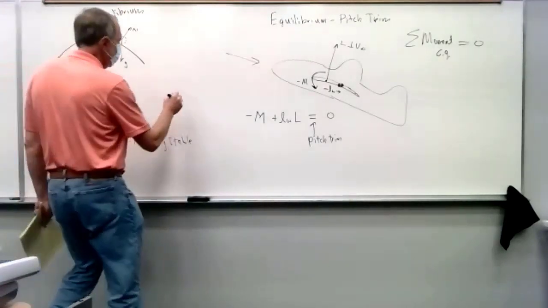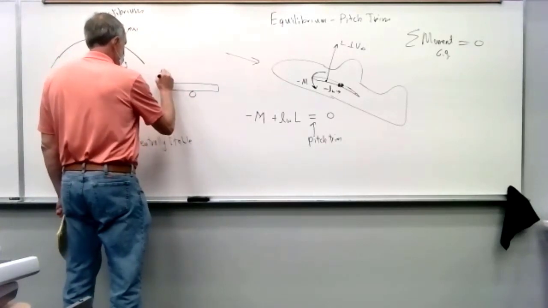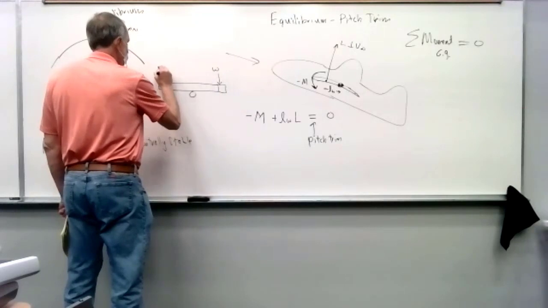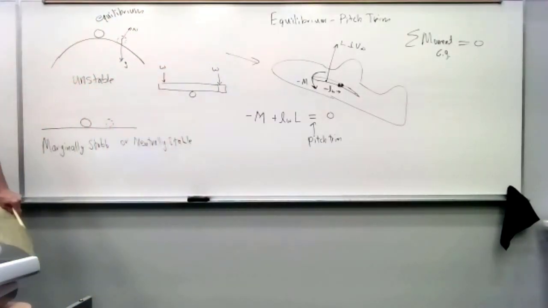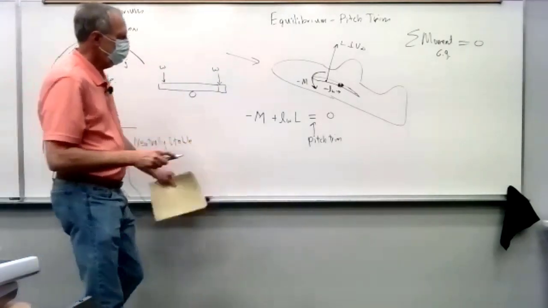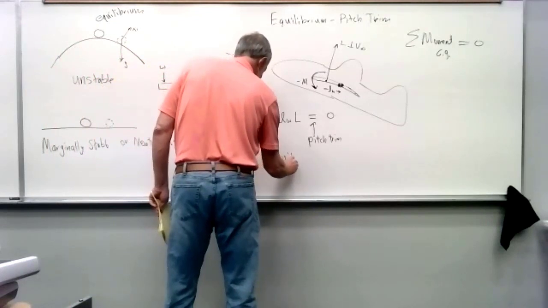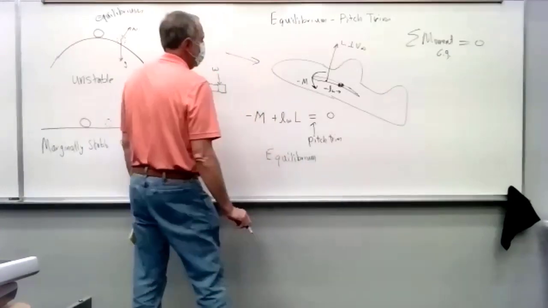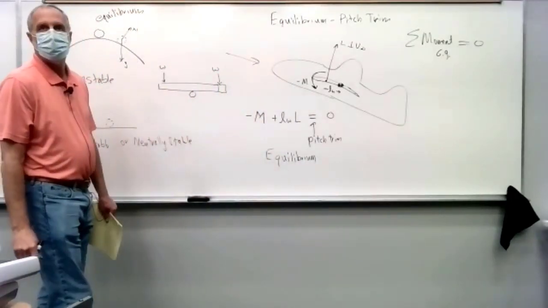Just like if you have a seesaw or a teeter-totter, right? If you have equal weights, equidistant, then the net moment is zero, and it doesn't rotate, it doesn't tip. So this is our equilibrium condition for pitch trim. So far, so good, right?